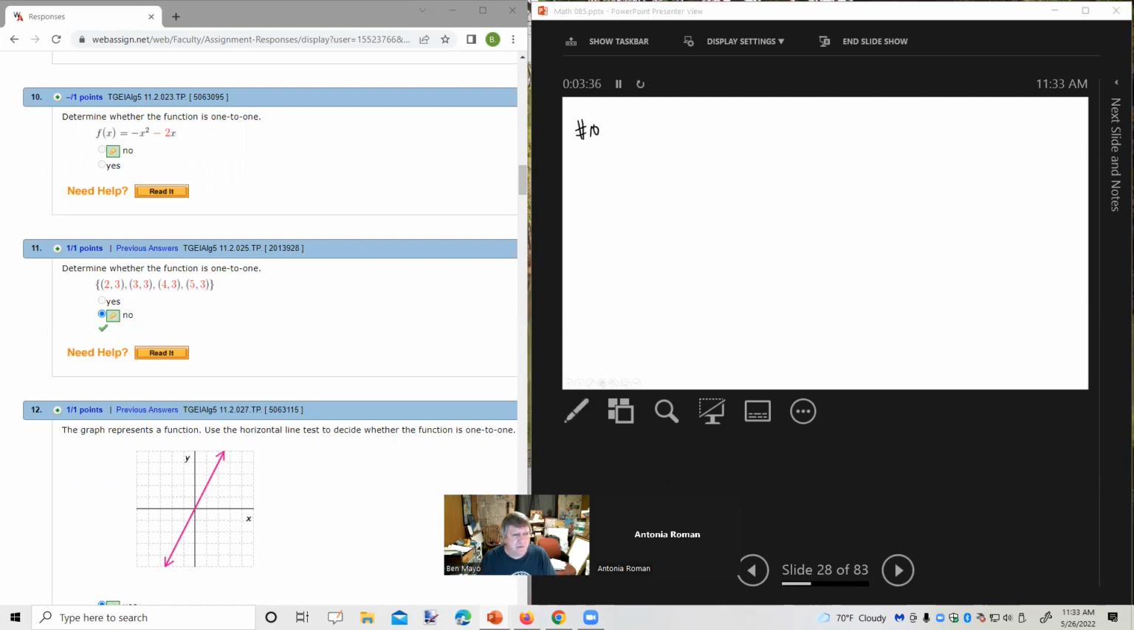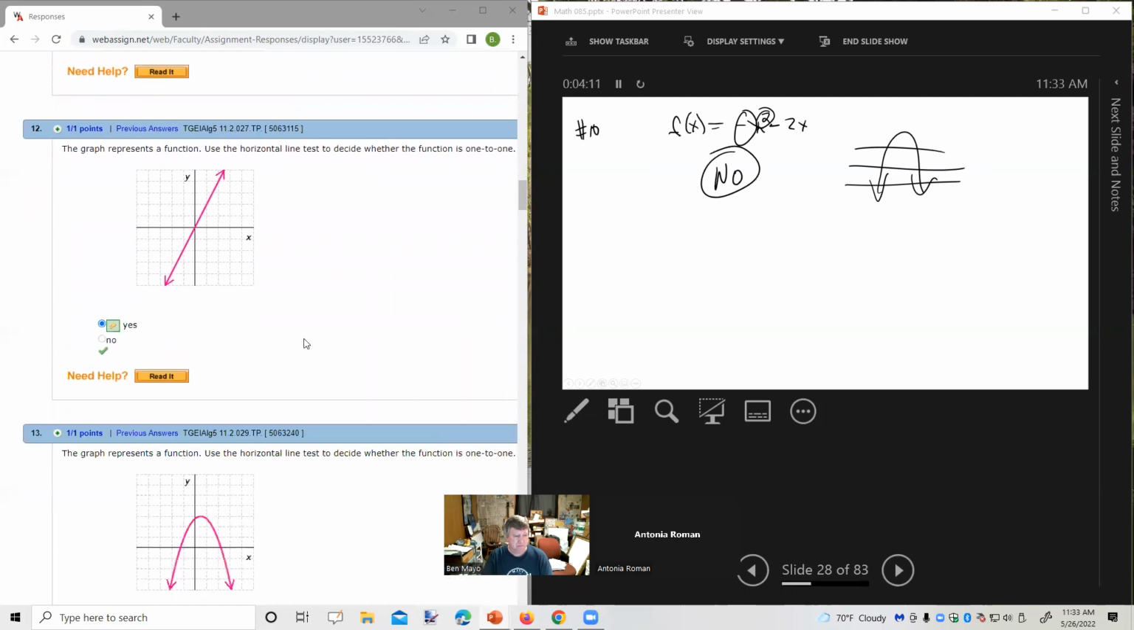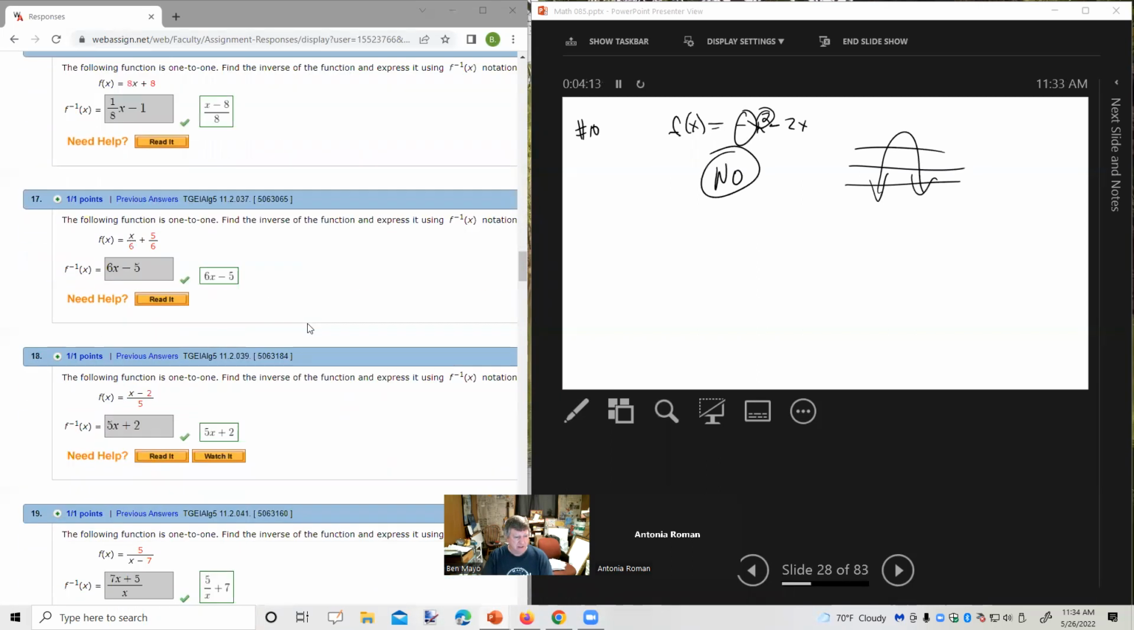It says determine whether the function is 1-to-1. F of x equals negative x squared minus 2x. Well, without even graphing that, there are some things that I know about it. First of all, it's a second degree equation, so the graph is going to be a parabola. Second of all, it has a leading coefficient that's negative, so a is less than 1, so it's going to be a parabola opening downwards. That does not pass the horizontal line test. Therefore, no, it is not a 1-to-1 function. All right with that? Yes.